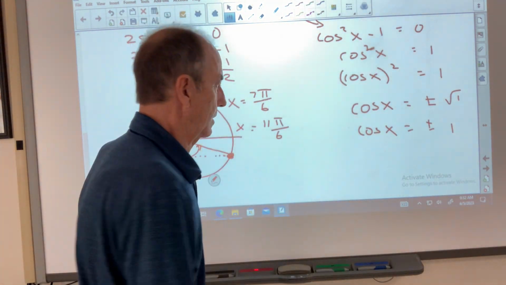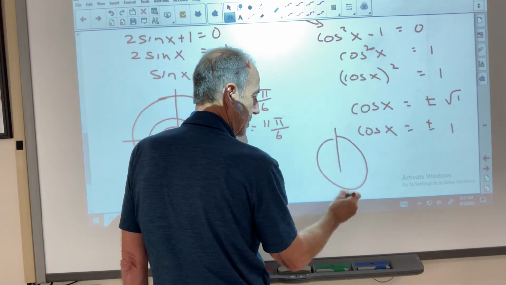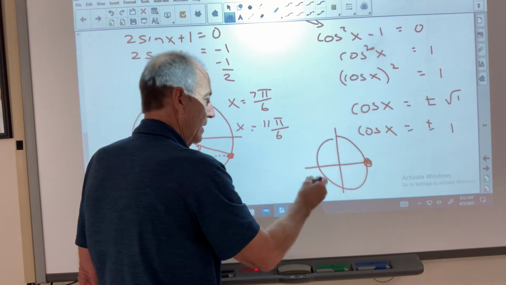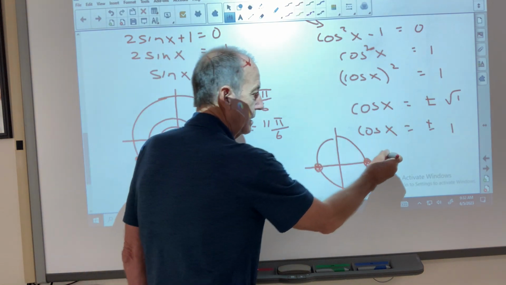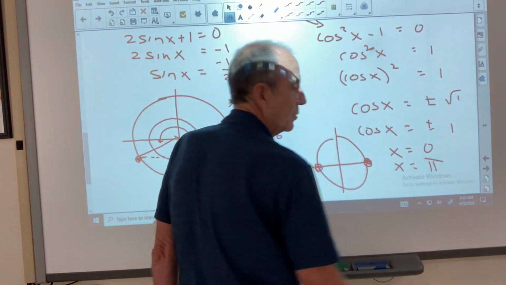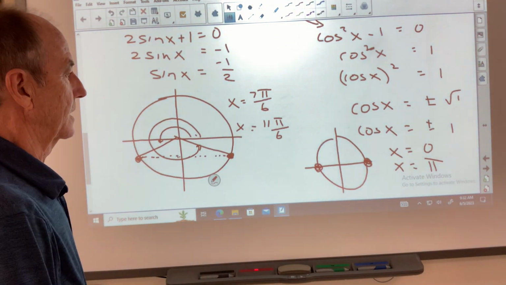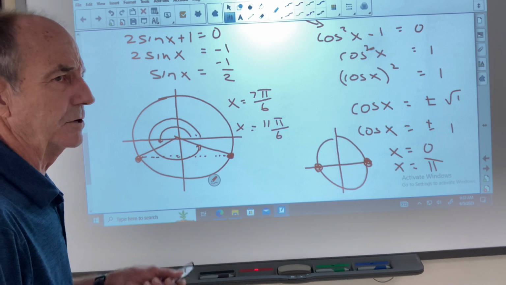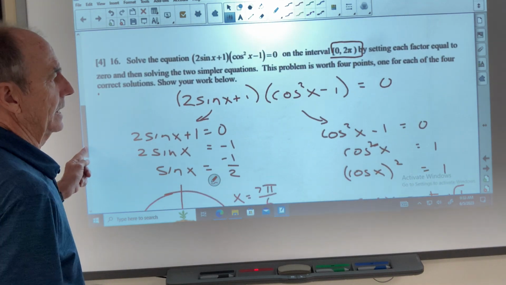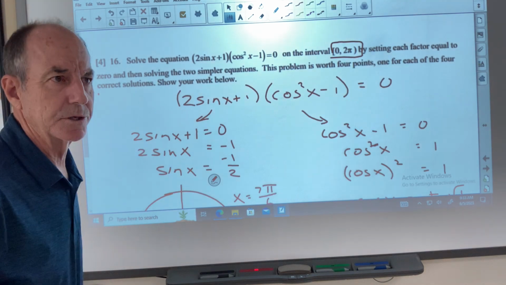Again, go to your circle. Cosine is 1 over here at the right side, and negative 1 over here. So x is 0, and x is pi. Those are the 4 solutions to that particular equation. So it was a little bit of unit circle stuff, and the idea of setting factors equal to 0.